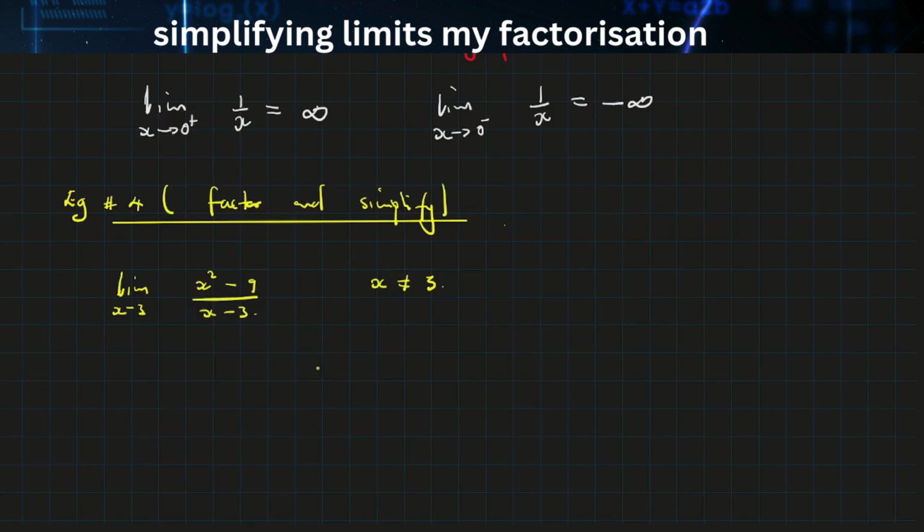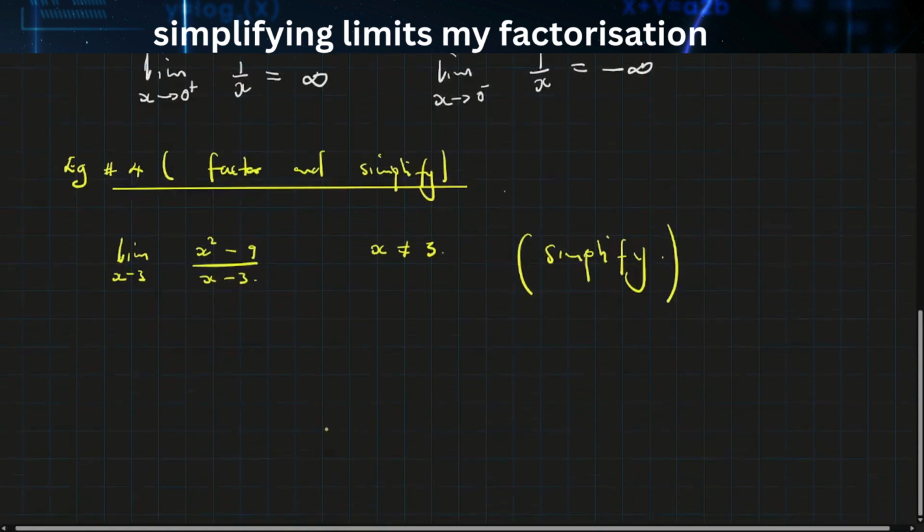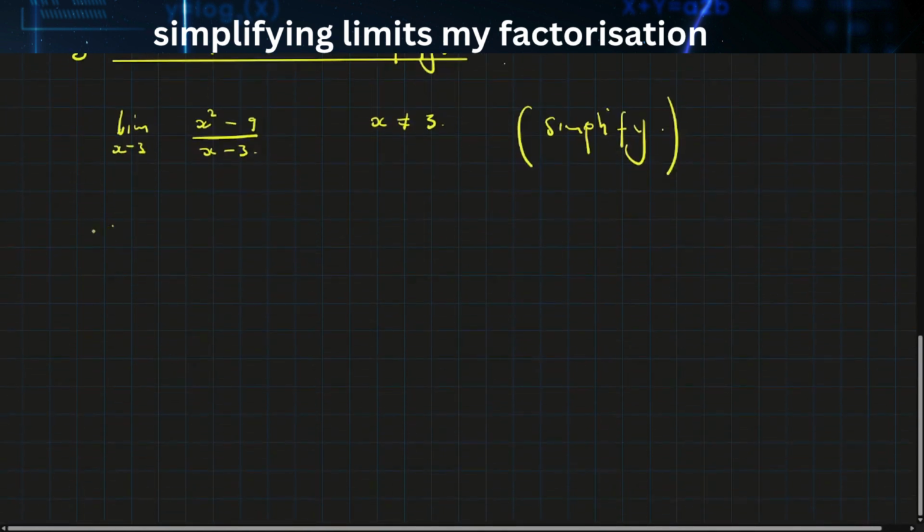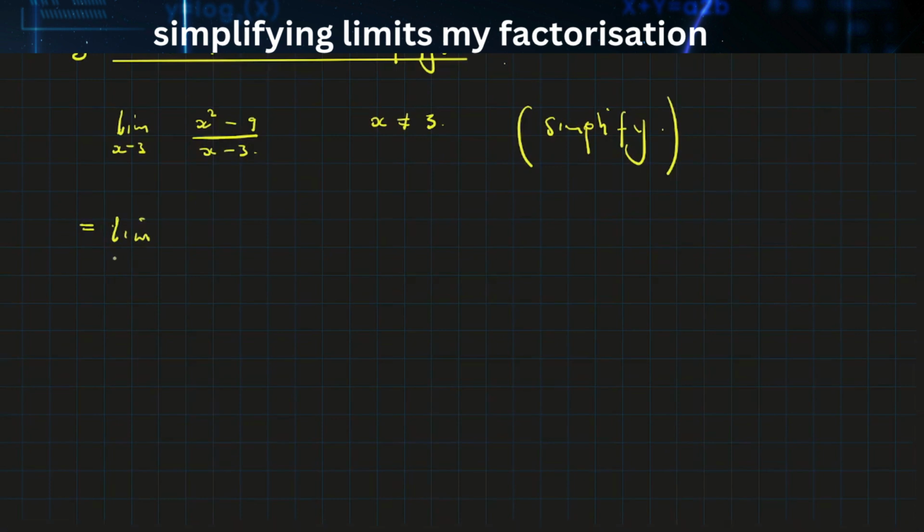But actually, is there a vertical asymptote? Let's find out. Let's look carefully at how this graph might look. The first thing we need to do is simplify this. And how do we simplify this? Definitely, we can factorize the numerator and say, as the limit as x approaches 3, we're going to factorize that, it's the difference of two squares, so it's going to be x minus 3, x plus 3 over x minus 3.